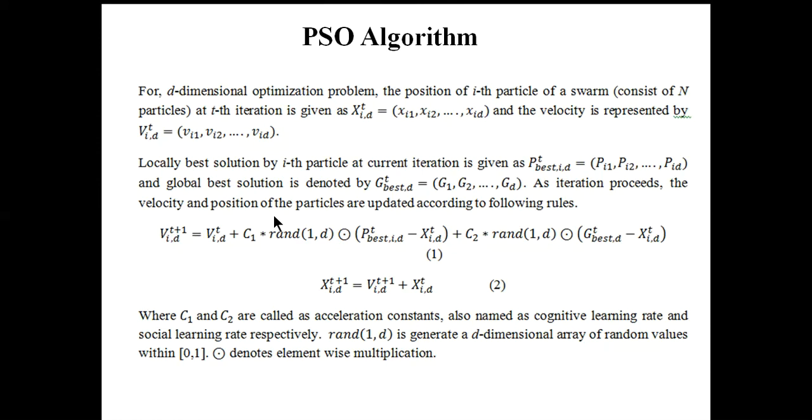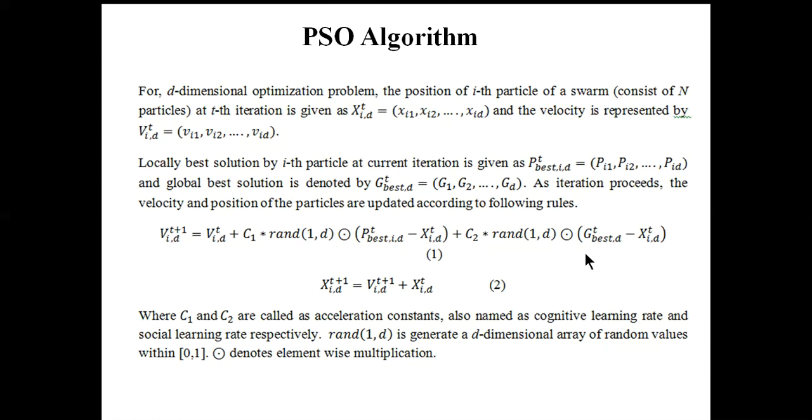By using this rule, velocity will be updated. This has been proposed by Kennedy. So this is the basic rule of particle swarm optimization to update the velocity. You can see that the previous velocity is v_id(t), and along with it some value has been added. And what is that value? The locally best solution minus the current position, and the globally best solution minus the current position.